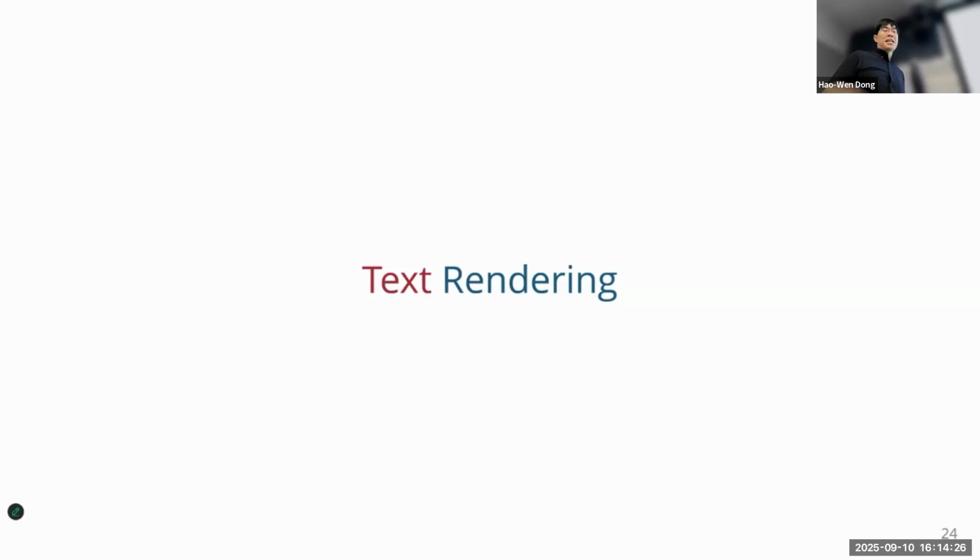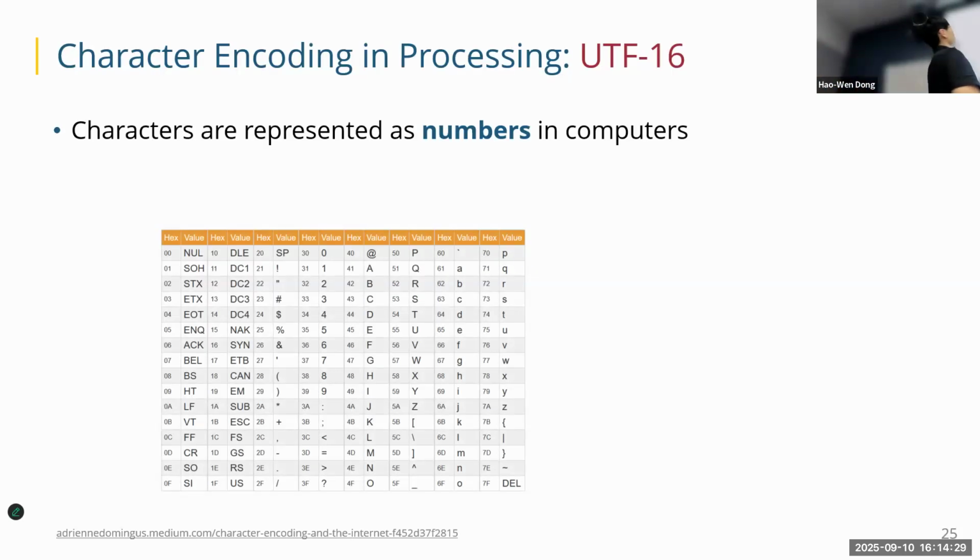Text rendering. The technical part of it is that each character can be represented as a number on your machine. The machine doesn't really know what character it is, what's A, what's B. It knows numbers, but there's a dictionary that tells you what A corresponds to. So capital A will be 41, lowercase a will be 61. And this is actually not defined by Processing. This is defined by UTF-16. That's how the whole internet is doing it.